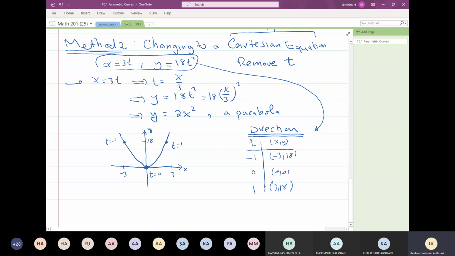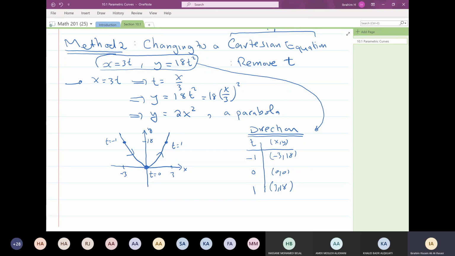Now for the direction, you follow the increasing direction of t. So t equals -1, then t equal to 0, then t equals 1. So this is the direction of motion. For direction, you have to choose at least 3 points. Usually 3 points are enough. If you feel something is missing, you can take a 4th point. But most of the times, the 3 points will be enough. But you have to take values of t in increasing direction as t increases.